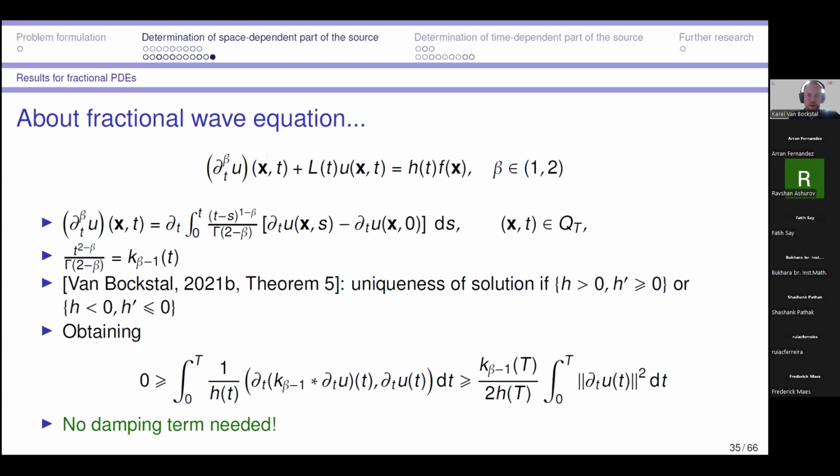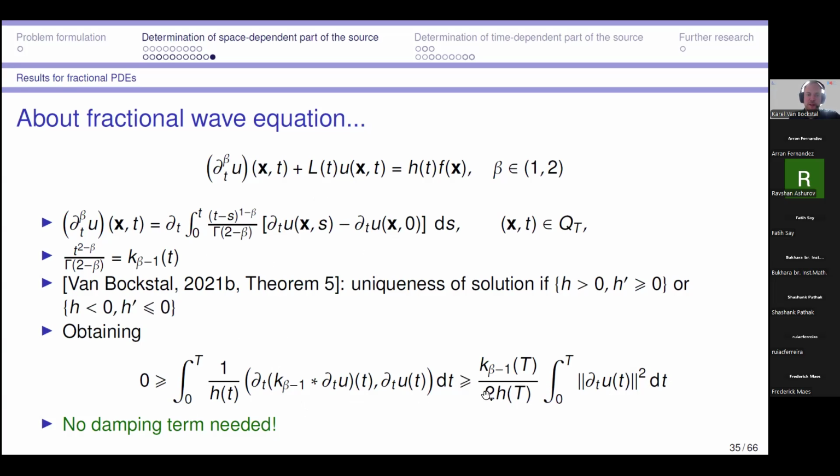The main point is here. We have now this definition, so beta is between 1 and 2. We can multiply with the time derivative of u. We get this as a first term in the energy estimate approach, and we can handle this term again by the lemma of the article of Kubica and Yamamoto.